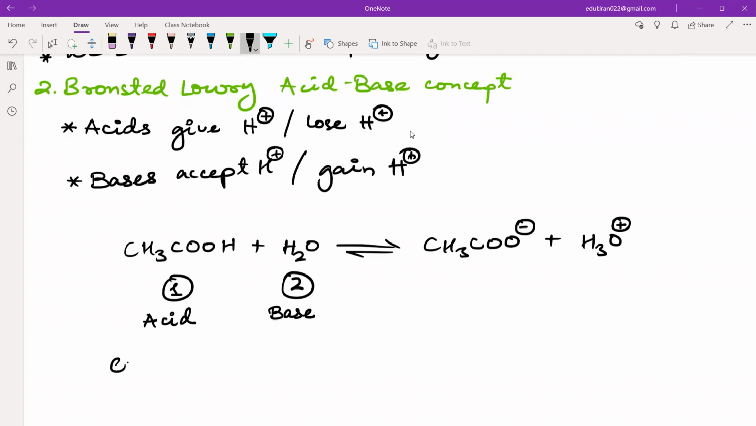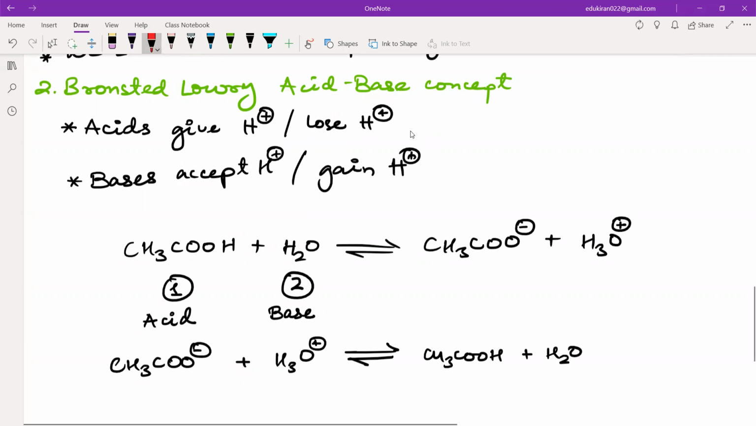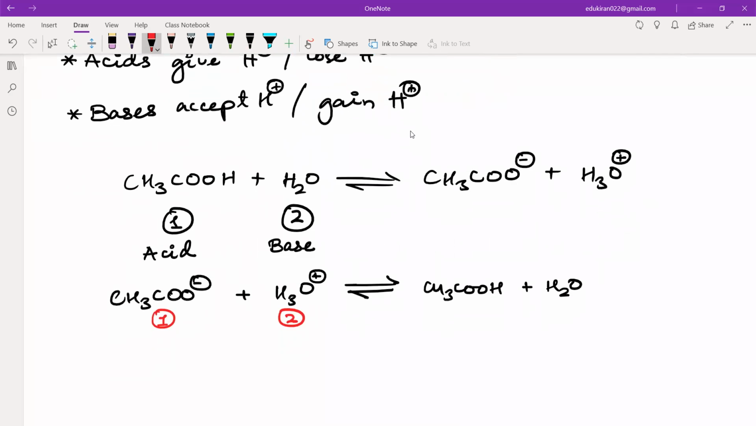Now, you tell me. Now again, you have 1 and 2. Now tell me, which is losing or gaining H plus? What is happening with 1? It is gaining an H plus, or it is losing an H plus? Gaining. So it is going to be a base, right? What about H3O plus? It's losing. So this is going to be acid. Okay. Now I hope you can see that there is some similarity between these two molecules. Yes or no, guys?